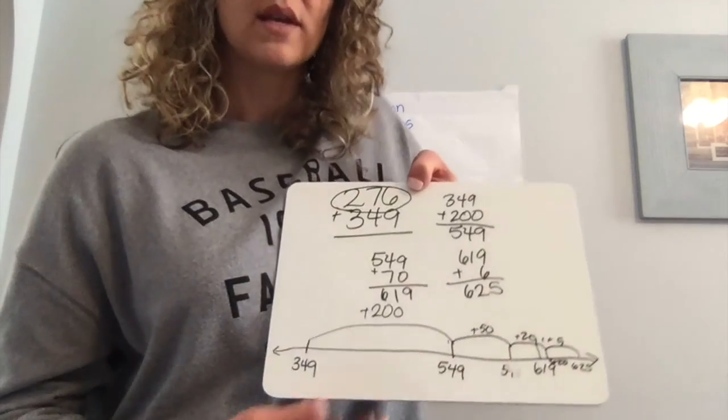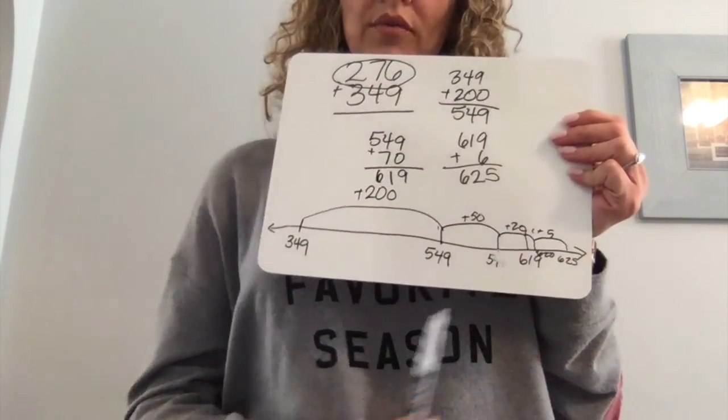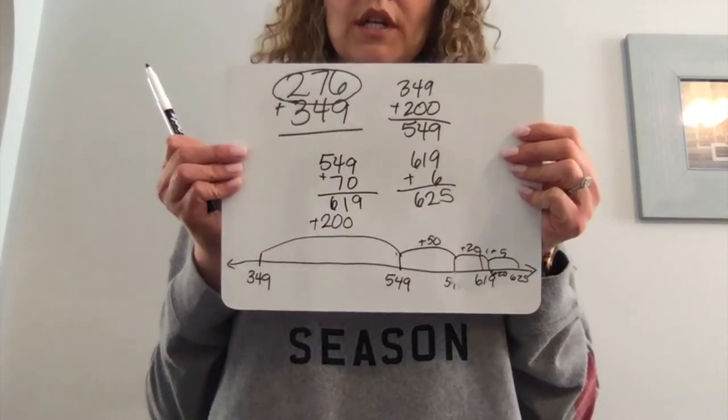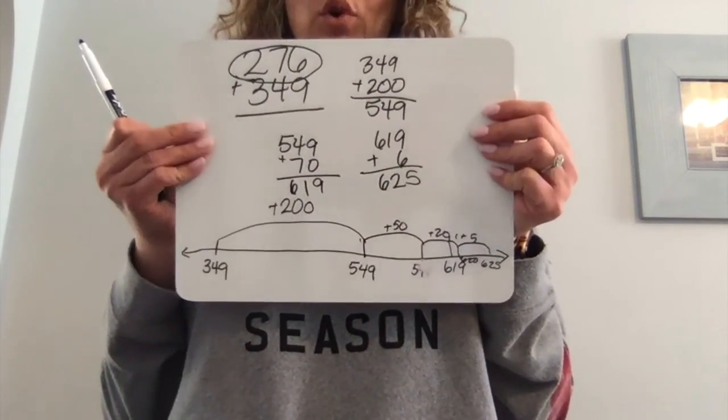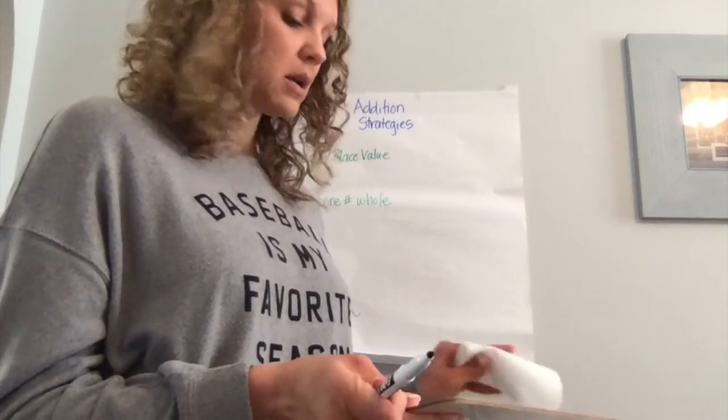So we always encourage kids, especially in the second grade, to draw this model, this numerical model or physical model, to go with keeping one number whole. So that's the number line too. The number line also, you could have started at 276 and added 340 and 9.